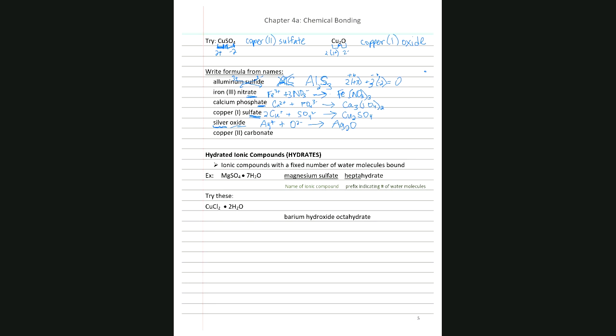And then lastly, copper(II) carbonate. Copper(II) means it has a 2+ charge, and carbonate, "ate," tells me I'm working with a polyatomic ion. I look it up on the table, and it's CO3, and it has a 2- charge. And finally, we have one where the charges are already equal and opposite, so 2+ and 2-. So just CuCO3, copper carbonate, would be the formula.